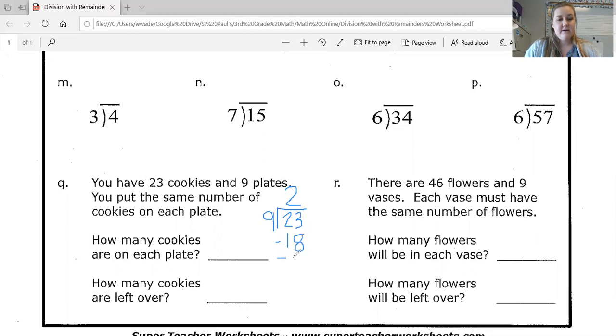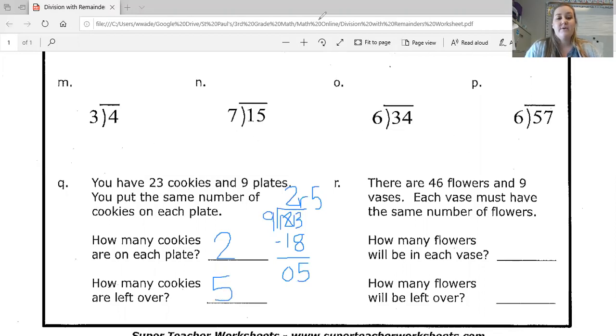Now I'm gonna go here and I'm gonna solve this. So I can't do 3 minus 8, so I'm gonna go like this. Then I put 13 minus 8 gives me 5. The 1 minus 1 is 0. So this is a 2, remainder 5. So what you're gonna write is, they would have 2 cookies on each plate, but there would be 5 cookies left over. Okay, so that's how you're gonna go ahead and solve that one.